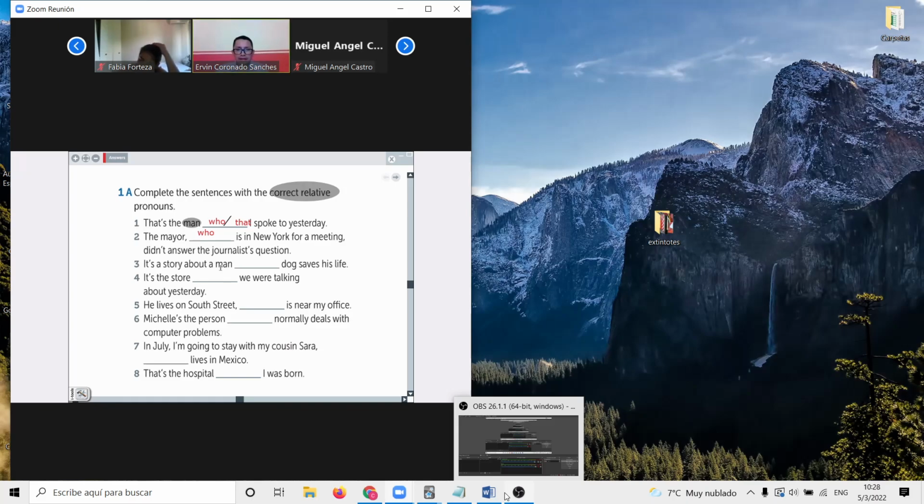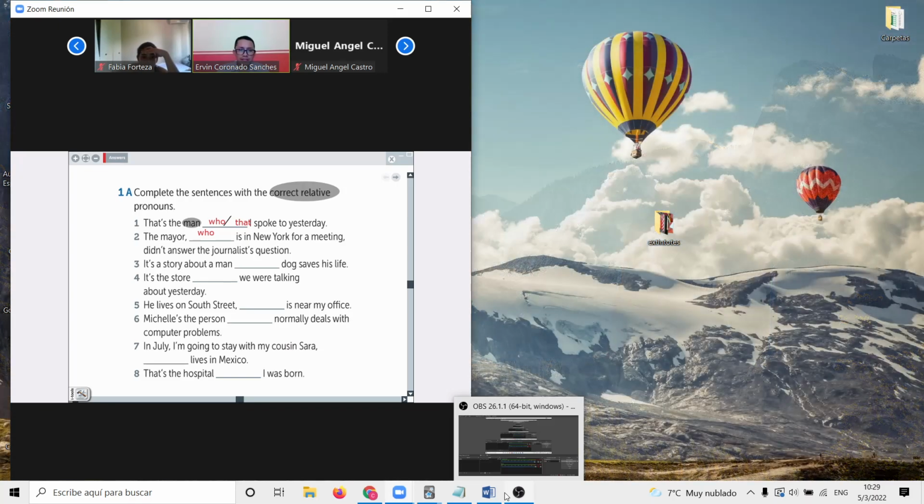My question is, everybody, is it a defining or non-defining clause? Non-defining, because this one is the extra information, right? Who is in New York for a meeting didn't answer the journalist. So if we read it without it, it still makes sense: the mayor didn't answer the journalist's question. So that's how we realize that it is the extra information, and that is a non-defining clause.